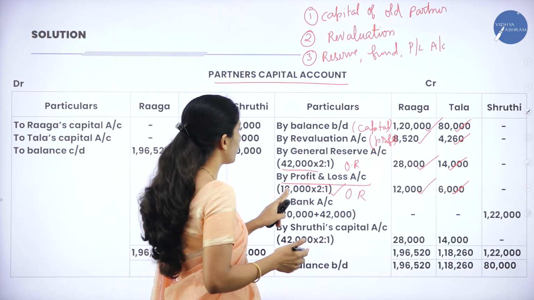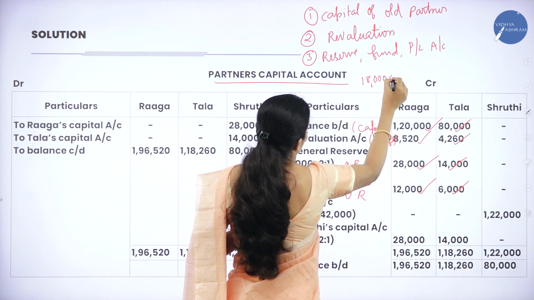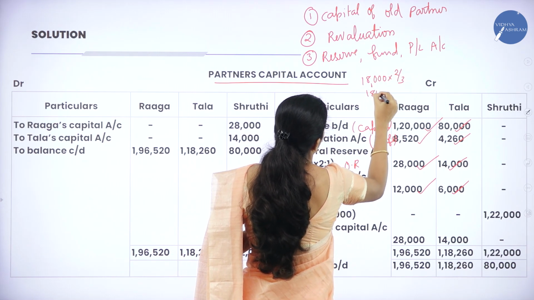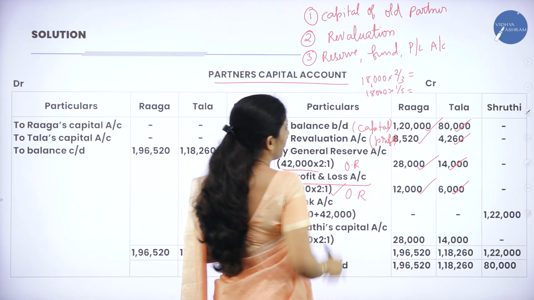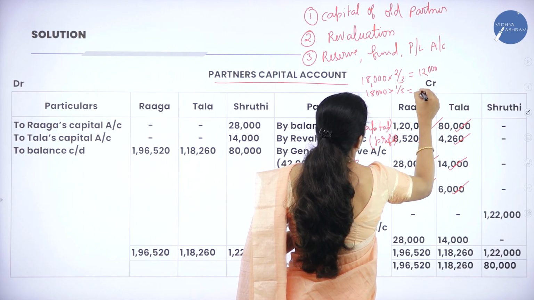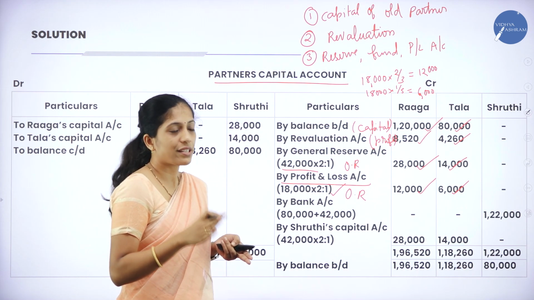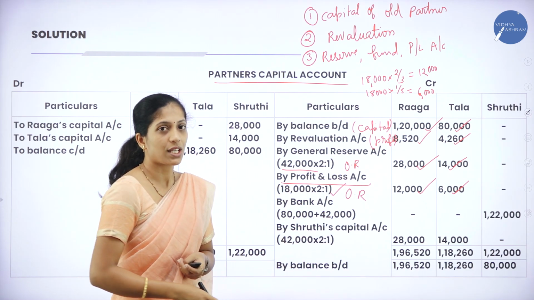Now how to distribute? If you see this profit and loss account of 18,000 in the ratio 2:1, that is 18,000 into 2/3, and in the same way 18,000 into 1/3. So I'll get the amounts here, that is 12,000 and 6,000. In this way you are going to distribute it. So we got 12,000 as well as 6,000.